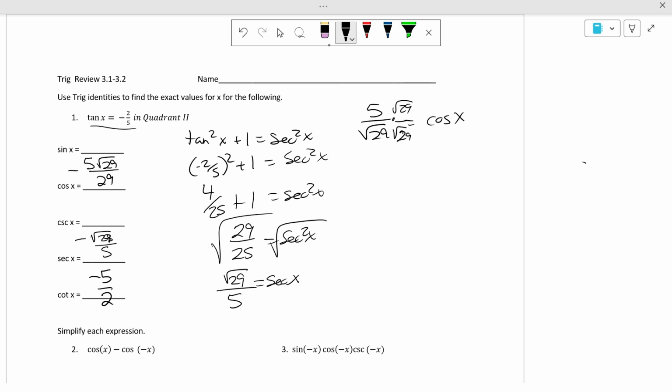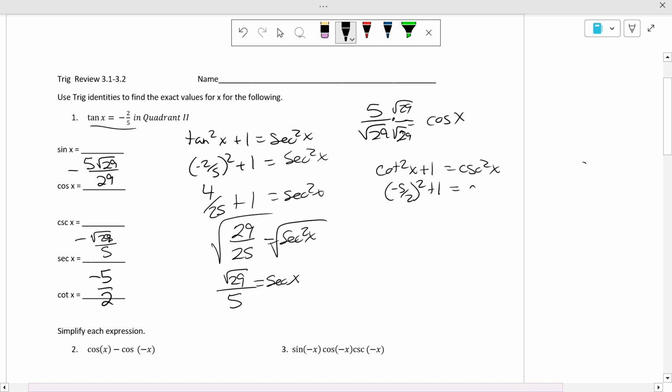Since cotangent's a fairly simple fraction, cotangent squared plus 1 equals cosecant squared. So negative 5/2 squared plus 1 equals cosecant squared. So 25/4 plus 1, which is 4/4, so 29/4 equals cosecant squared. So cosecant equals what? Square root of 29 over 2.